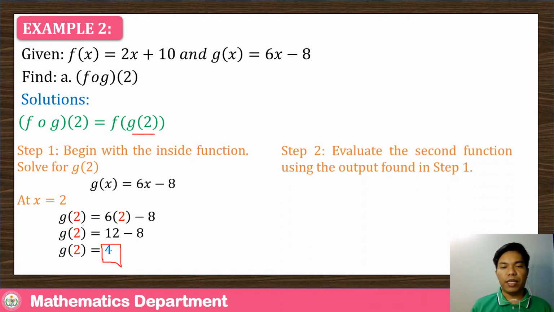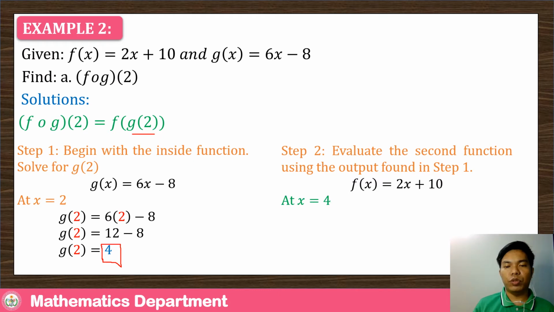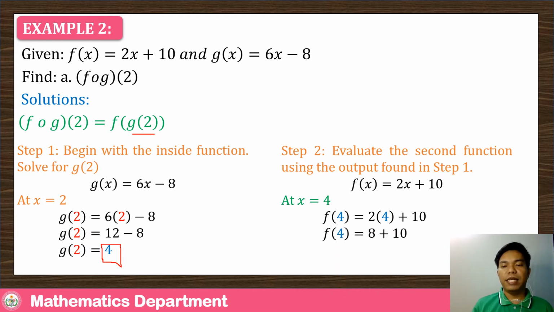Now, for our second step, evaluate the second function using the output found in step number 1. Now, since ang output natin dito ay yung 4, ito yung gagamitin natin to solve for our value for the function f of x. As a result, we have here f of x equals 2x plus 10, and then substituting our x, which is equal to 4, we will have f of 4 is equal to 2 times 4 plus 10, and then 2 times 4 is 8 plus 10. This will give us positive 18.